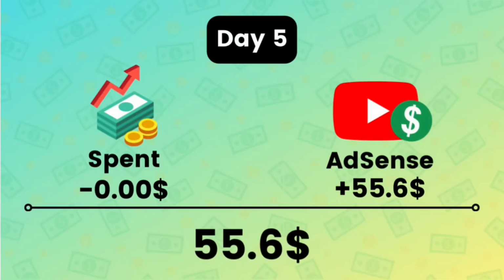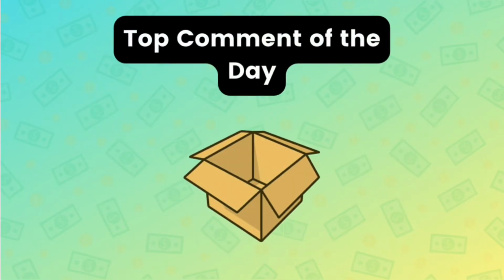So our expenditure is still at 0, so we do not have to deduct that. And our AdSense revenue grew to $55.6. And the top comment box is still empty. If you have any ideas that we should try, leave them in the comments. And we are going to implement the most liked one. So let's see the YouTube studio, what happened on day 5, and let's see our numbers.